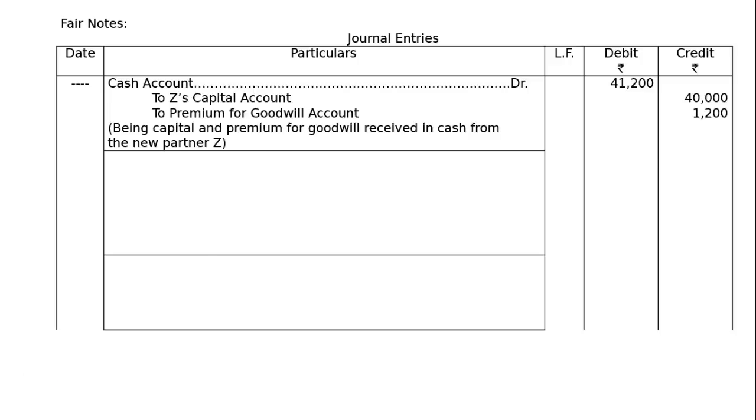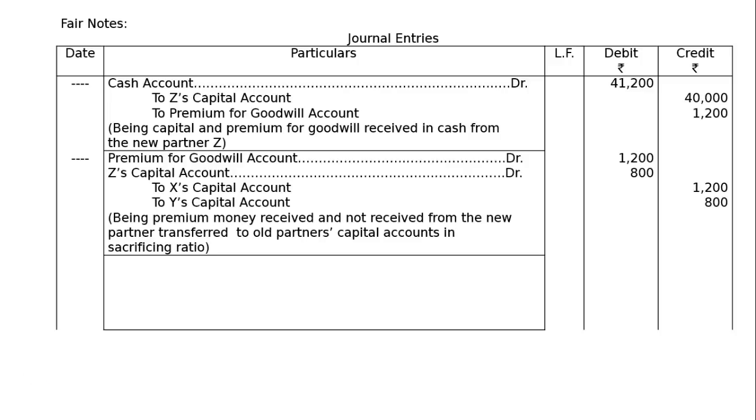The next entry will be premium for goodwill account debit rupees 1200. It was credited 1200, now it is debited 1200. Z's capital account debited rupees 800. To X capital account, to Y's capital account, this 2000 will be distributed in the ratio of 3:2. Being premium money received and not received from the new partner transferred to old partners' capital accounts in sacrificing ratio.